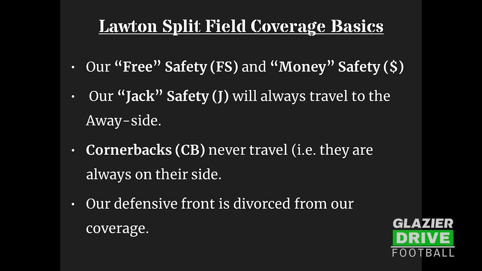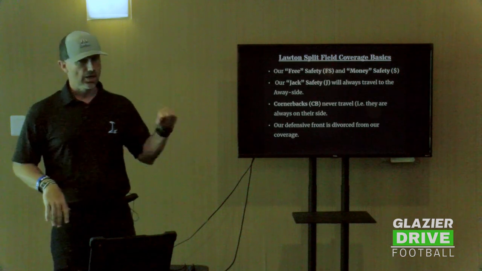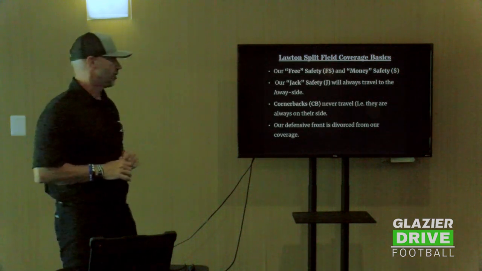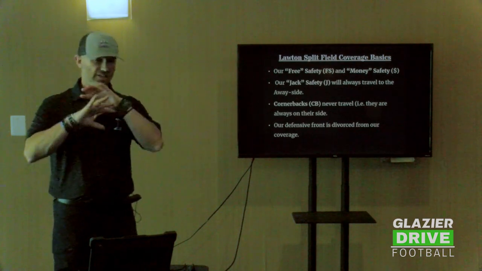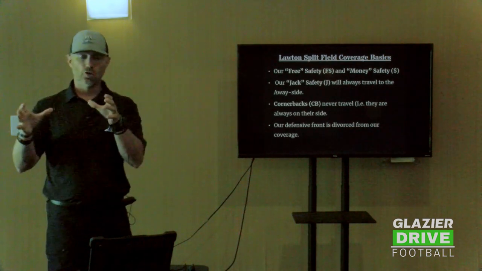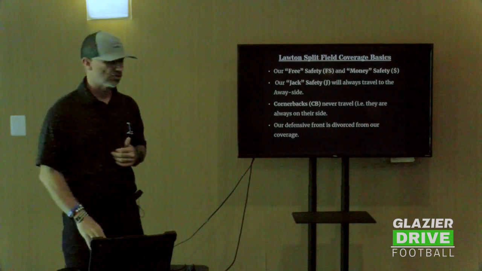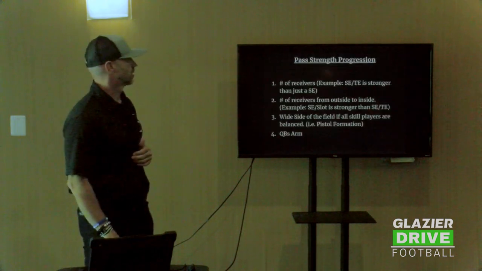Coverage basics: our free safety and money, they always travel together. Our jack safety will always travel to the away side, so he's going to go opposite of money and free. Our cornerbacks never travel. They're always on the same side. We have a right corner and we have a left corner. Our defensive front is divorced. So our inside linebackers and our defensive line have nothing to do with the coverages. They have their own responsibilities, and it is divorced from our back five.